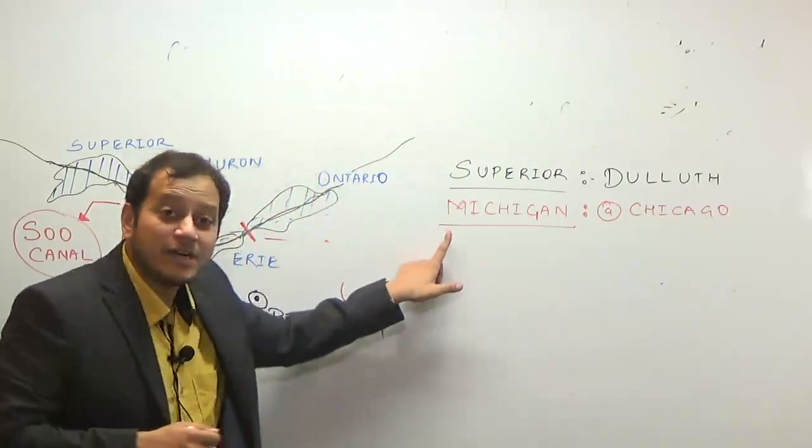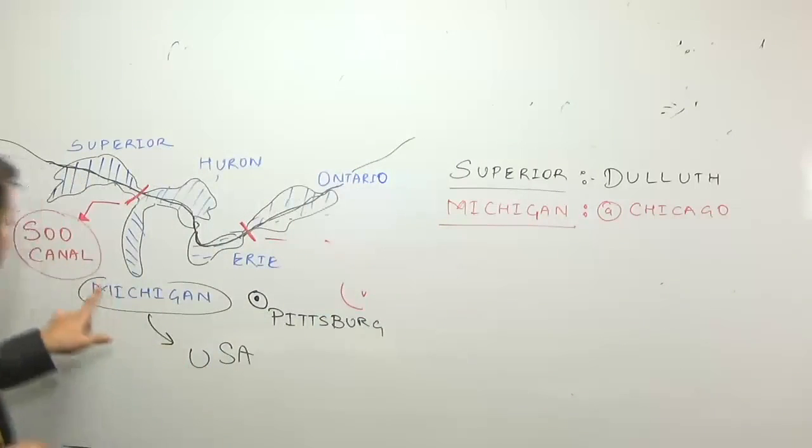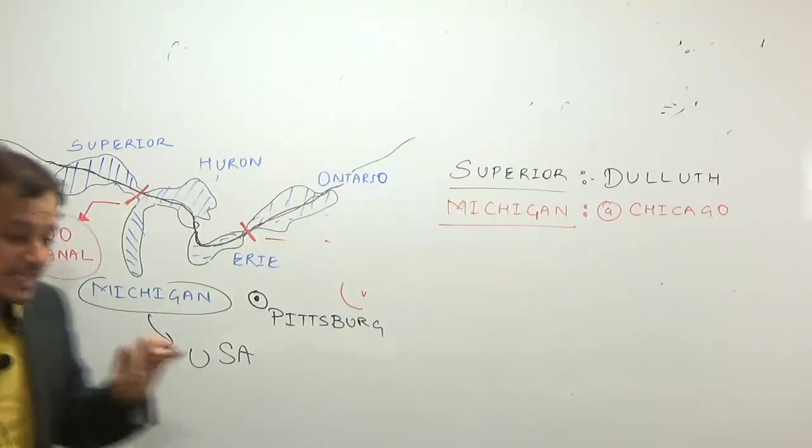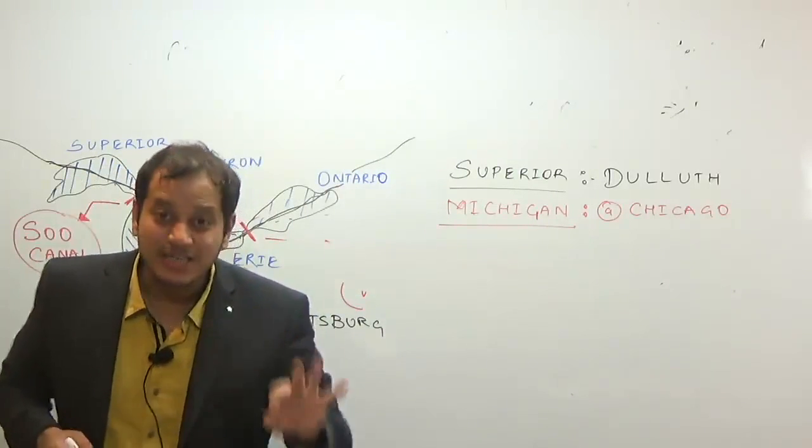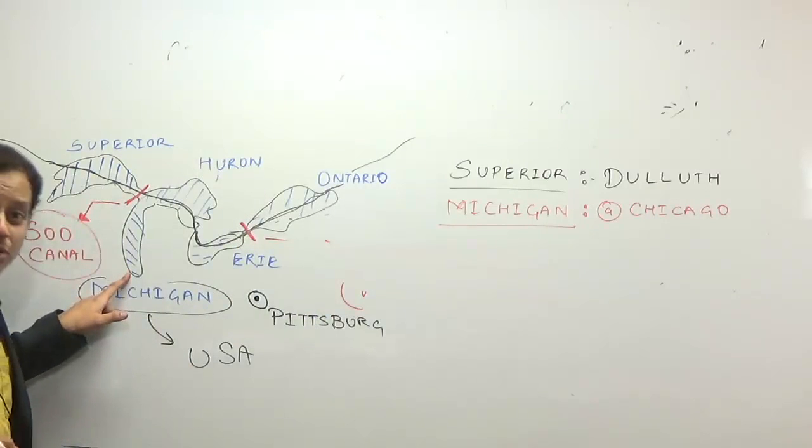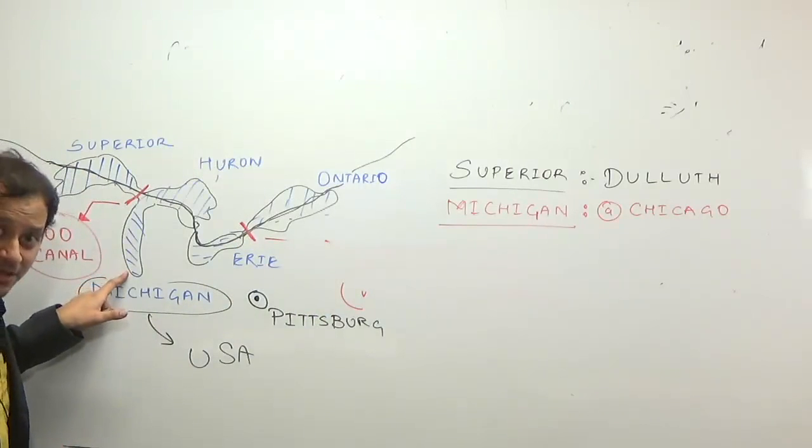So it is located on which lake? It is located on Lake Michigan. Can you see in the atlas where Chicago is located? You will find in the atlas it is located somewhere here on Lake Michigan.